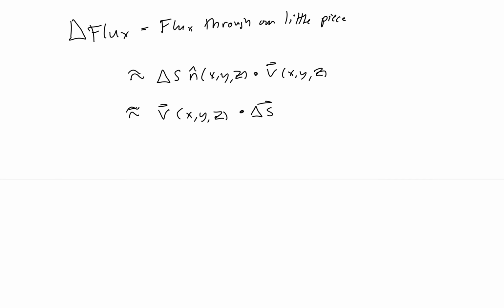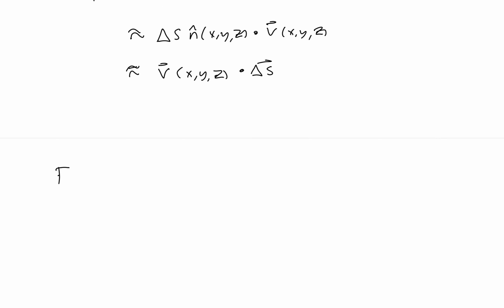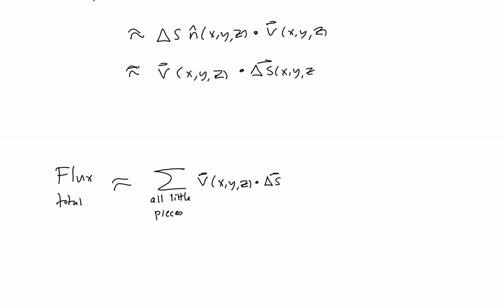Of course, to get the total flux, we want to add all those up. So my total flux is going to be approximately the sum of all the little pieces. We're not going to be super rigorous here. We're just trying to get an idea of what's going on. We've broken it up into a bunch of small pieces. We're going to add these up over all these small pieces. I guess this should have an x, y, z with it because it does depend upon where we're at.